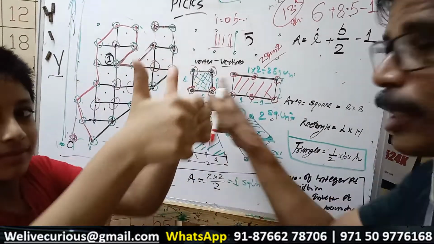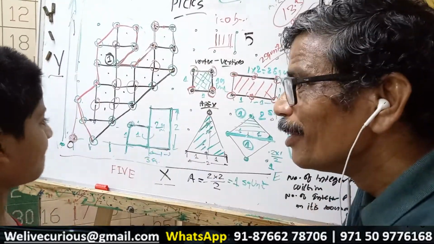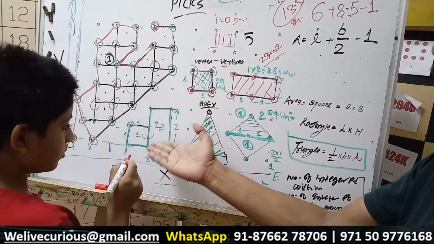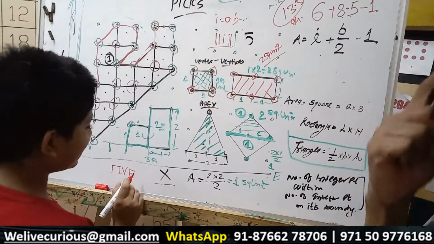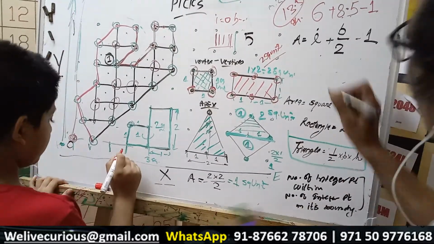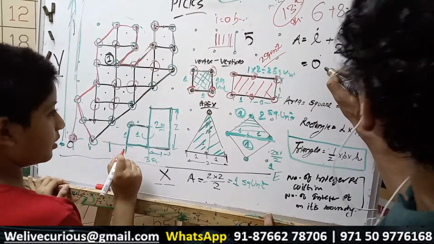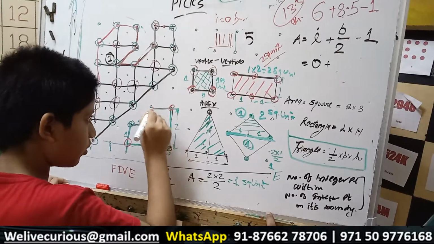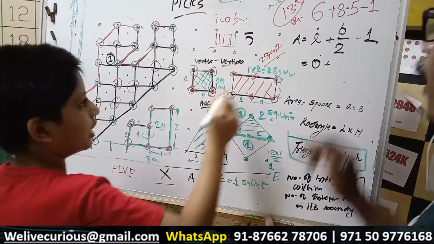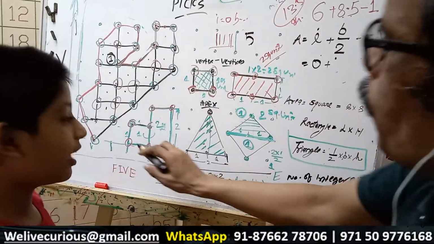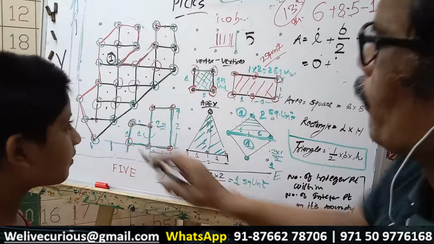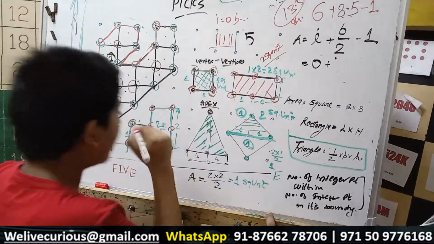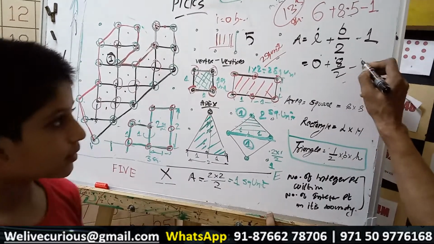See again, here it worked. Will it work here? Check border points and internal points. Internal points again nothing, so I will write internal points already 0. You calculate the border points. How many? 1, 2, 3, 4, 5, 6, 7. But you have missed this one. Oh, I didn't see that. 8. So 8 divided by 2 minus 1.